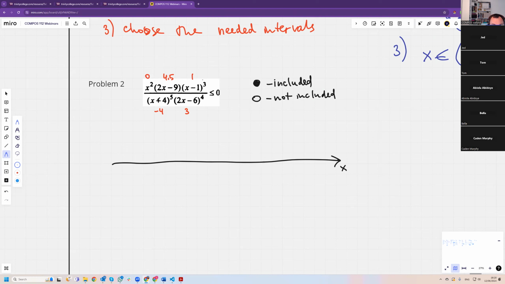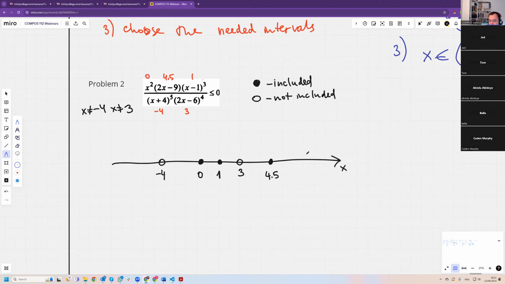So we know that we can't have a 0 in the denominator. So x is not equal to -4 and x is not equal to 3. So -4 is going to be a circle like this. 3 is going to be a circle like this. But the other points are included. So 0, 1, and 4.5. So these are the critical points.